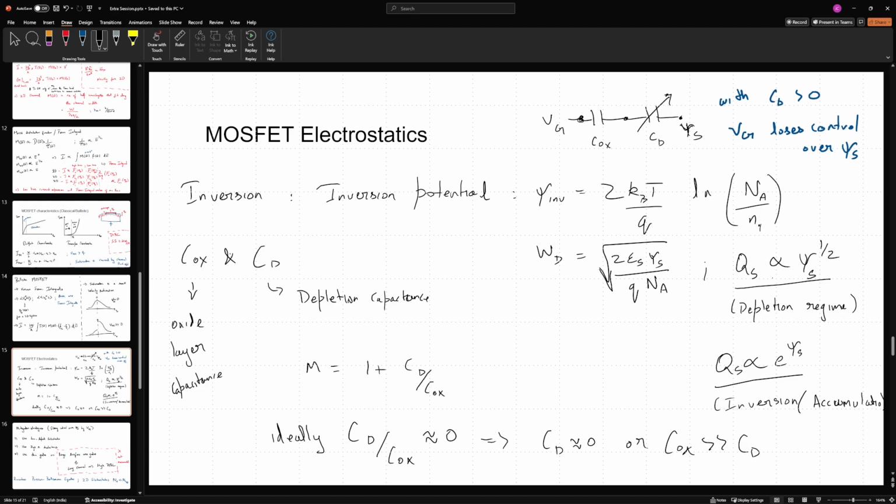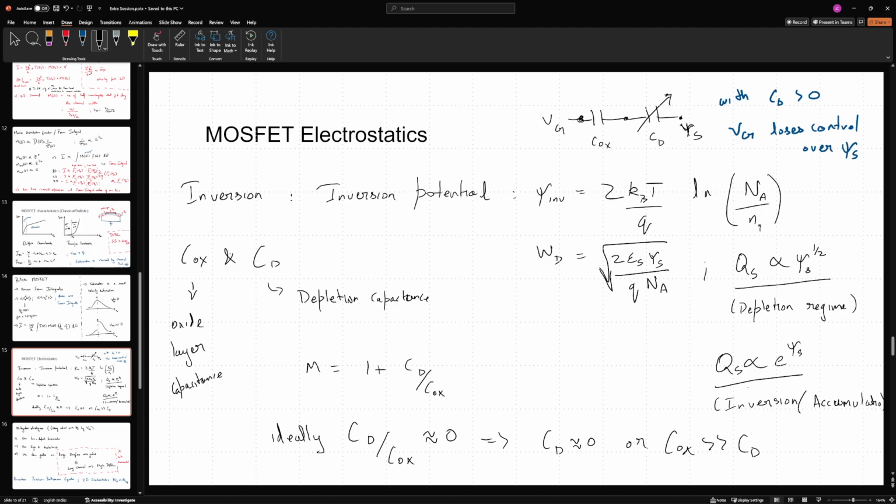And in the depletion regime, we know that the surface charge that is present in the depletion layer is proportional to psi s to the power half. Let me just do a slightly better job here. And since this was done relatively recently, I will just request you to go back and refer to the slides rather than replicate the relationships and the graphs over here.